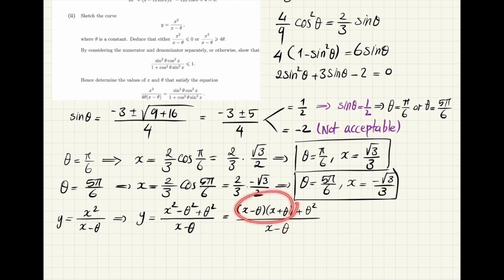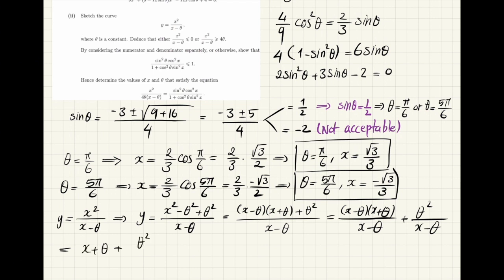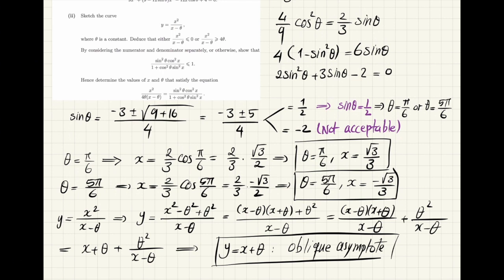Now if I divide this separately by that and this by this, in the first one x minus theta and x minus theta will be cancelled. So let me write it once more: x minus theta, x plus theta divided by x minus theta, and then theta squared divided by x minus theta. Here the x minus theta terms are gone. So what I get is x plus theta, plus theta squared divided by x minus theta. So this gives me that y equals x plus theta is the oblique asymptote. And x equal to theta, of course, is the vertical asymptote.